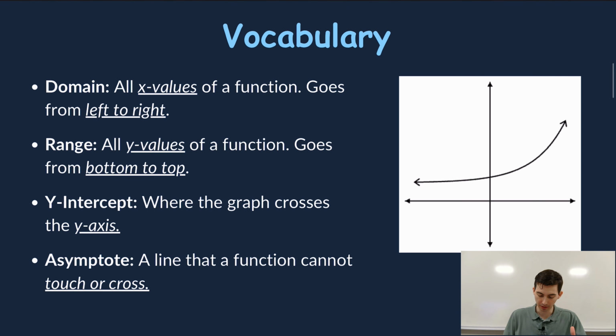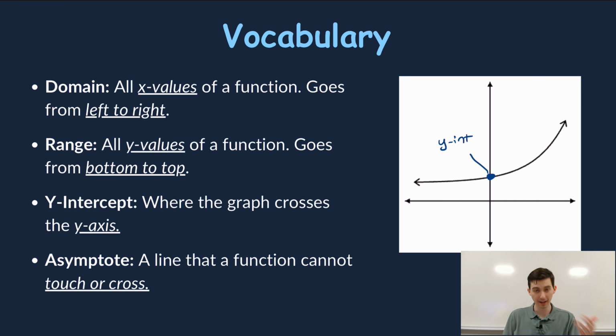And some vocabulary, some new and some old. Domain is all of the x values in our function, and it goes from left to right. Range is all the y values in our function, and it goes from bottom to top. So those should be familiar to us by now. The y-intercept is where we cross the y-axis. So like on this graph here, I could say this is my y-int, because that's where the graph is crossing this y-axis.